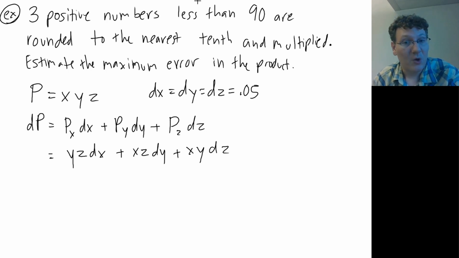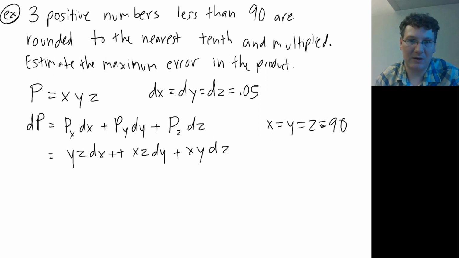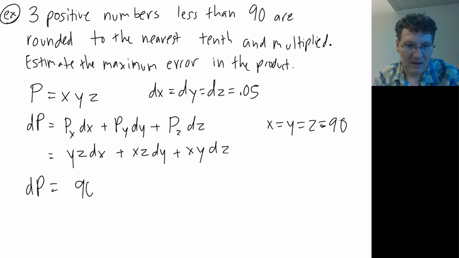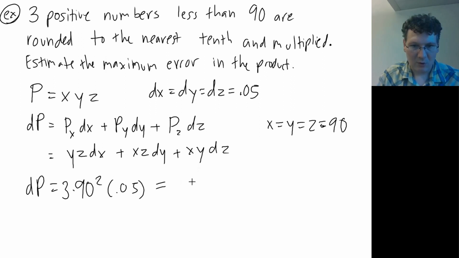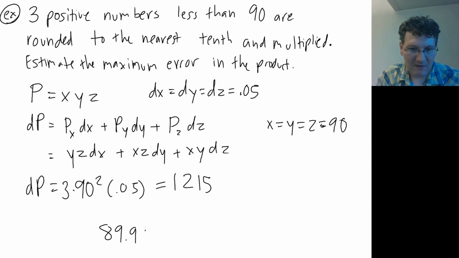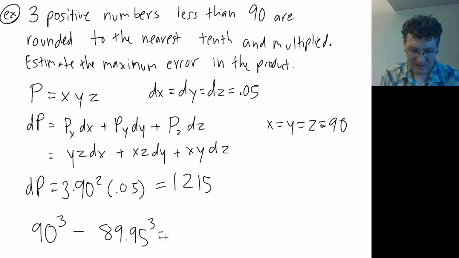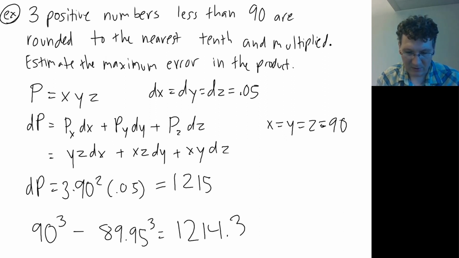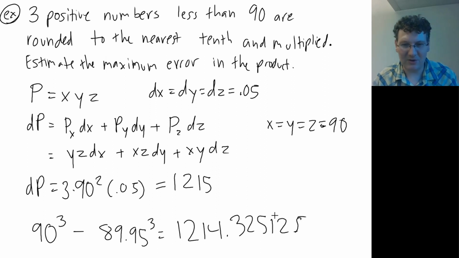And in fact, if you think about this, what's the largest this could possibly be? It's largest when x, y, and z are all equal or close to 90. So we can say x equals y equals z equals 90 for the maximum possible error. And so dP is going to be 90 squared times 0.05 plus 90 squared, so three of these amounts, 3 times 90 squared times 0.05, 1,215. In fact, the largest difference is going to happen when all three of the numbers are 89.95. And so if you think they'd be rounded to 90, 90 times 90 times 90 minus 89.95 cubed. This difference is 1,214.325125, which is pretty darn close to this approximation.